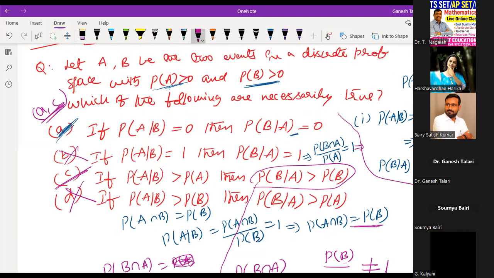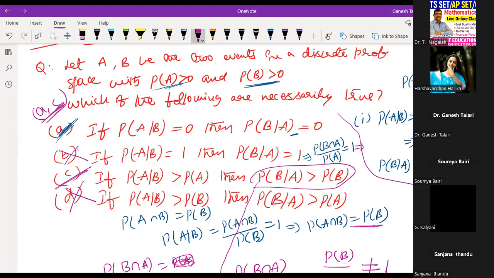In this, any doubt, please let me know. Okay. So I'll give another example based on this one. This question was asked in the June 2019 CSIR.